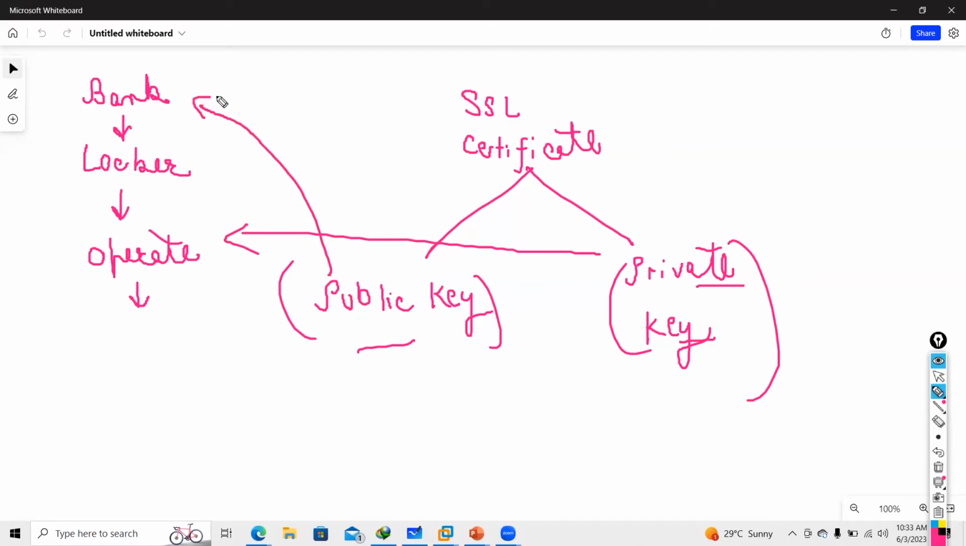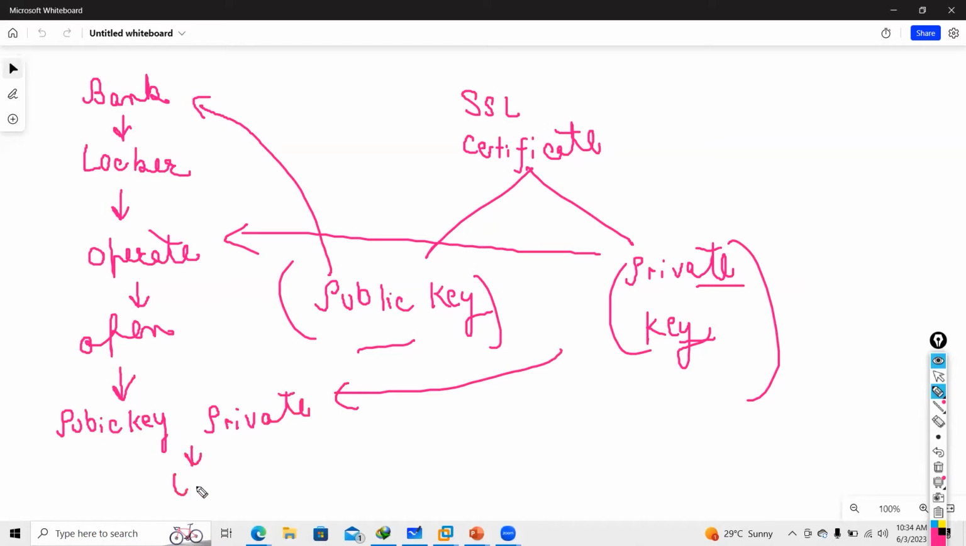So first, when you go to open a locker in your bank, they will ask your locker number, then they will go with you. When you want to open the locker, they will enter their public key and you then need to apply your private key. Only then will you be able to open your locker. So that is the layman language I wanted to use to tell you what a public key and private key are.